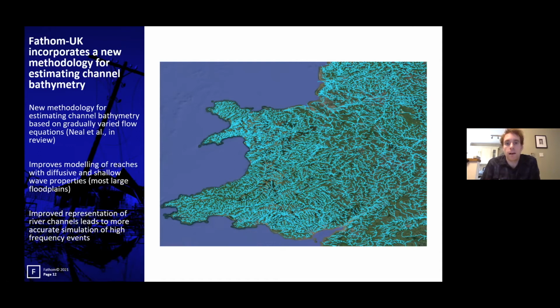And the most important part of this in terms of our hazard and CAT models is that the improved representation of river channel geometry has resulted in better simulations of high frequency flood events. And this is really important as these are the events that drive the annual average losses within the CAT models.